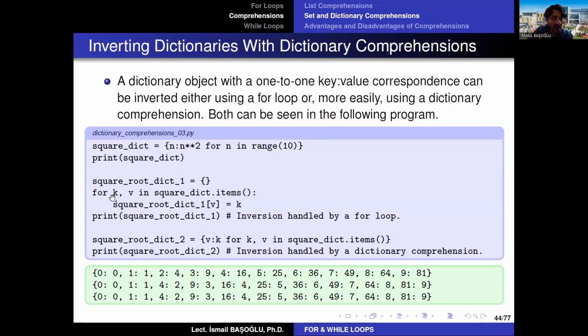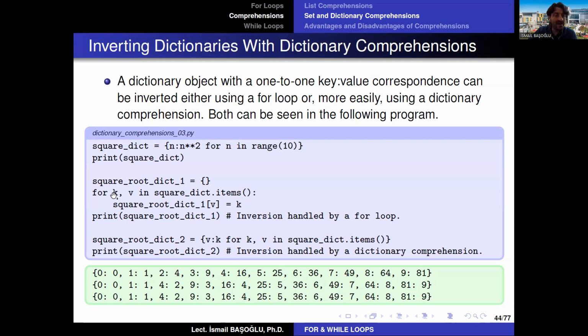So I say for key and value, where key and v are just variable names, but I will call them key and value, in square dict items. Remember, we can iterate over the object that is created by the items method on a dictionary object. Each element of this object will be a two-element tuple. K will be associated with the 0 index, v will be associated with the first index. Then I say square root dictionary of value will be equal to key.